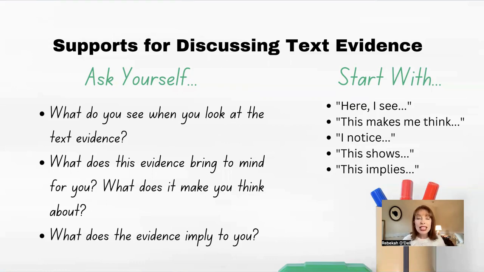Try to start with one of these, and then over time, as you're feeling a little bit more confident, just erase that sentence starter part. Just erase, here I see, and make your bold, firm statement. Erase, this implies, and make your statement about what it implies. It's okay to use a little bit of a scaffold to get yourself going, but then you want to challenge yourself to take those scaffolds away so that you are discussing text evidence just like the pros.